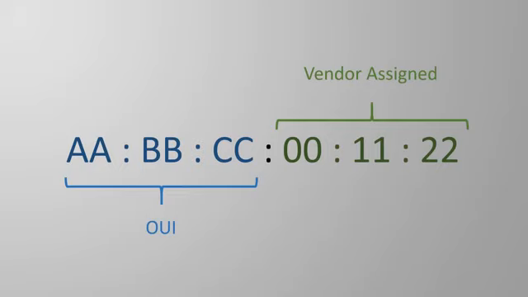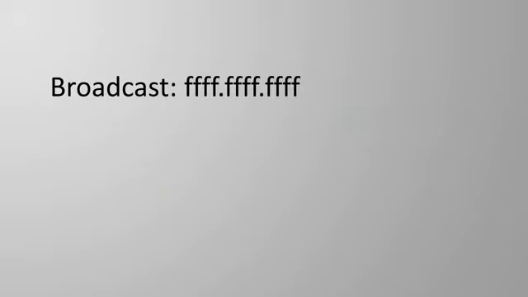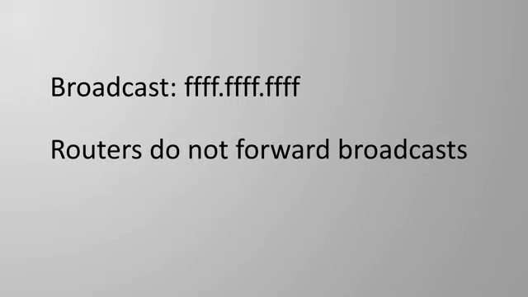Now, aside from these MAC addresses, there are also some special addresses. The first is the broadcast address, which is all Fs. No device owns this address. It just simply means deliver this frame to every device on the local network. I say local network, as routers will not forward broadcast frames to other networks.